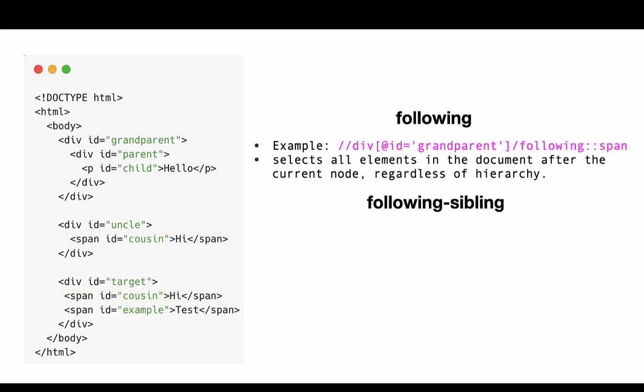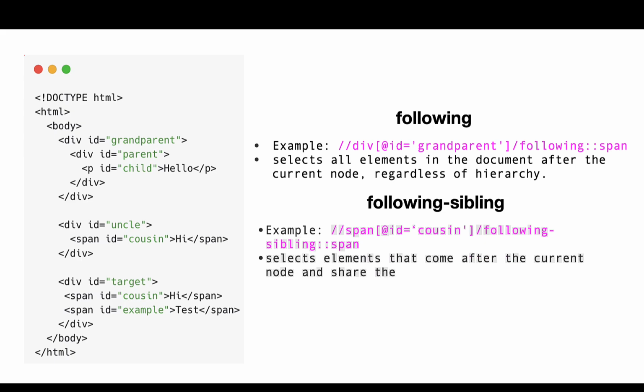Okay, next, following-sibling. Again it will not go to another family now, and if you see here, we are again checking the span id cousin, following-sibling. So for cousin, this example is a following-sibling, meaning it is down.